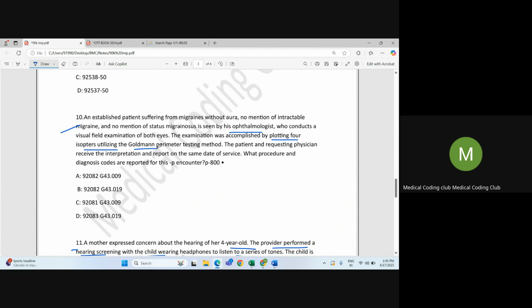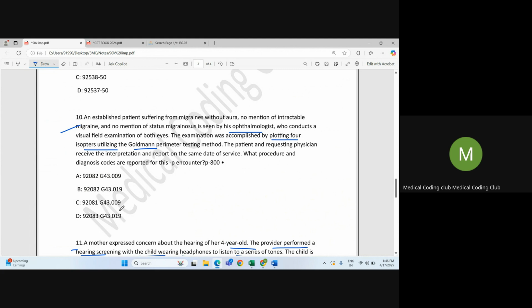The meaning of Goldman perimetry: it's a visual field test. This test is all about mapping the person's visual field. If a patient has migraine or a glaucoma condition, or maybe stroke patients, they'll usually suffer more in relation to the eye. Since they have migraine, they'll have pain in their eye. So we have to check how many isopters they are using. Accordingly, we will code it.